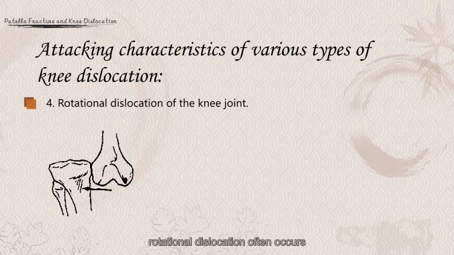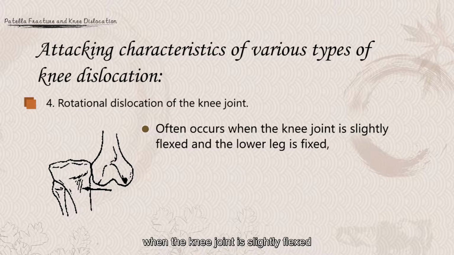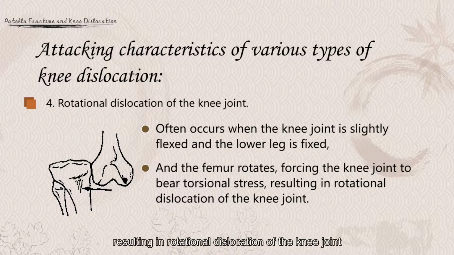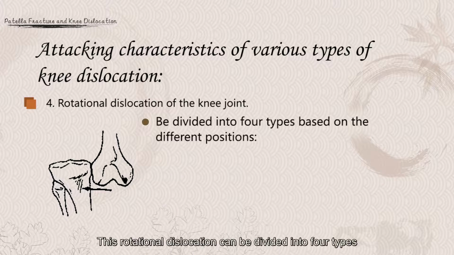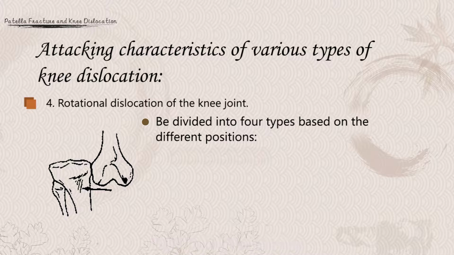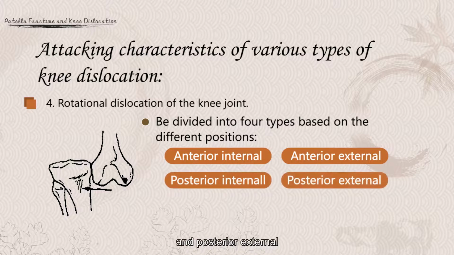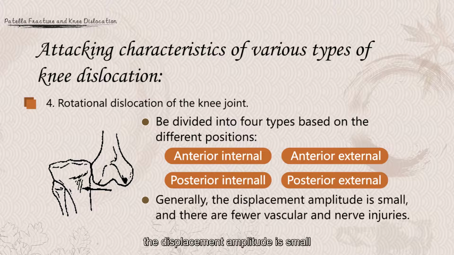Finally, rotational dislocation often occurs when the knee joint is slightly flexed and the lower leg is fixed, and the femur rotates, forcing the knee joint to bear torsional stress, resulting in rotational dislocation of the knee joint. This rotational dislocation can be divided into 4 types based on the different positions: anterior internal, anterior external, posterior internal, and posterior external. Generally, the displacement amplitude is small, and there are fewer vascular and nerve injuries.